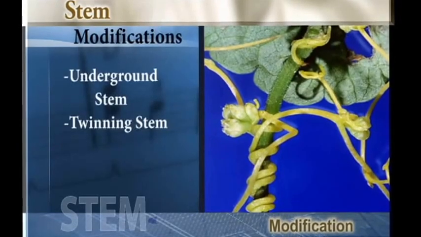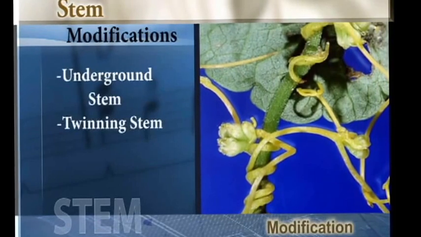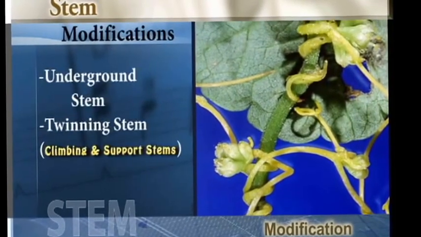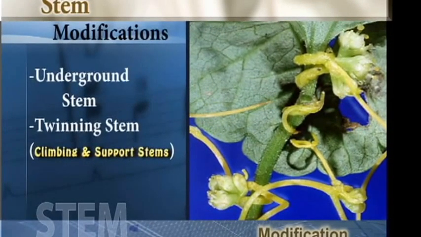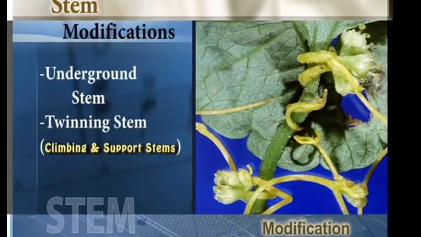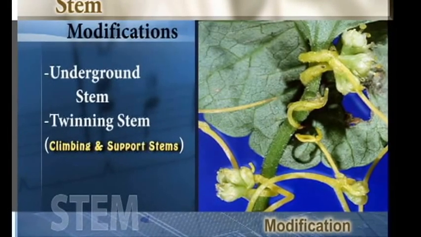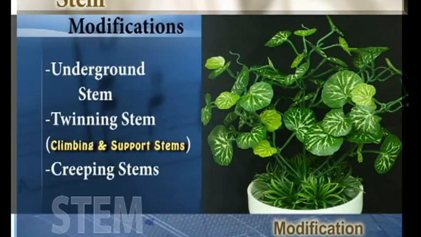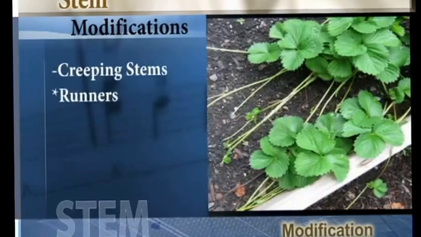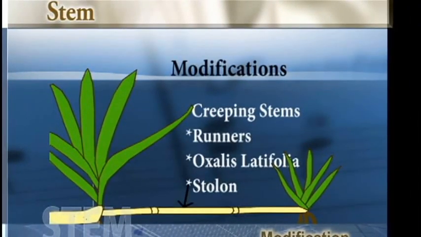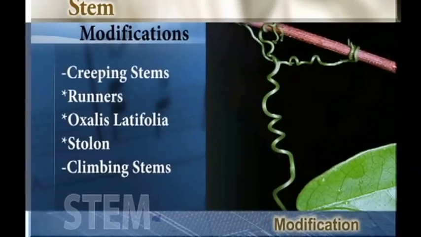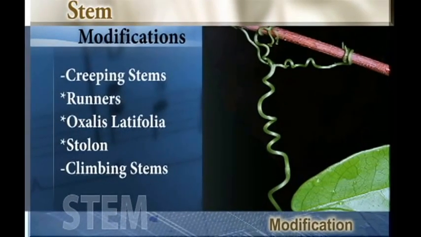And then we have the twining stems. Twining stems are climbing stems and supportive stems. They have been modified to help in the support and the climbing of other plants. Then we have the creeping stems. The creeping stems are the stems where we have the runners, we have the oxalis latifolia, we have the stolon. Those are creeping stems. And then we have the climbing stems. The climbing stems are found in bougainvillea, and they help the plant to climb up.